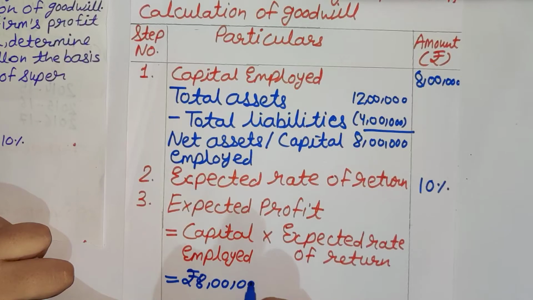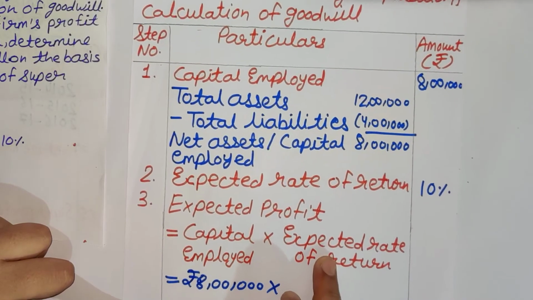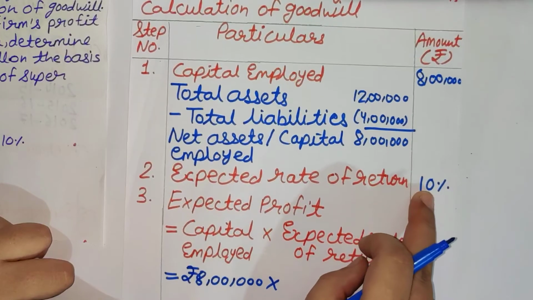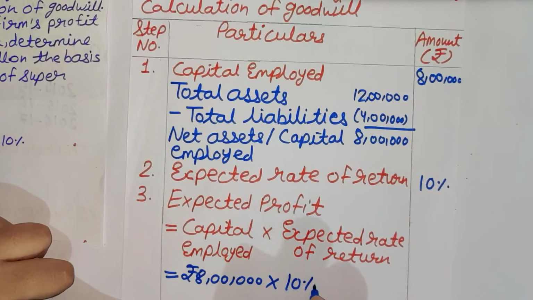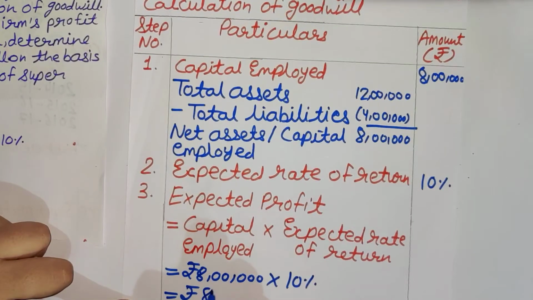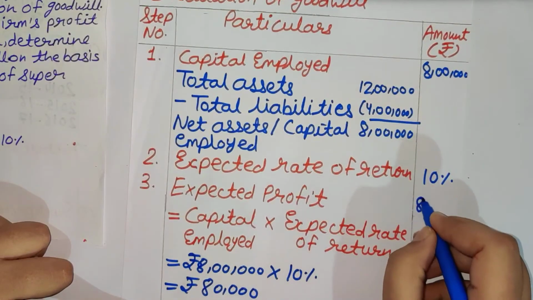So 8 lakh multiply with what is the expected rate of return? Expected rate of return is 10%. So we will multiply it. So answer is 80,000. Clear? Now we will put the 80,000 here.